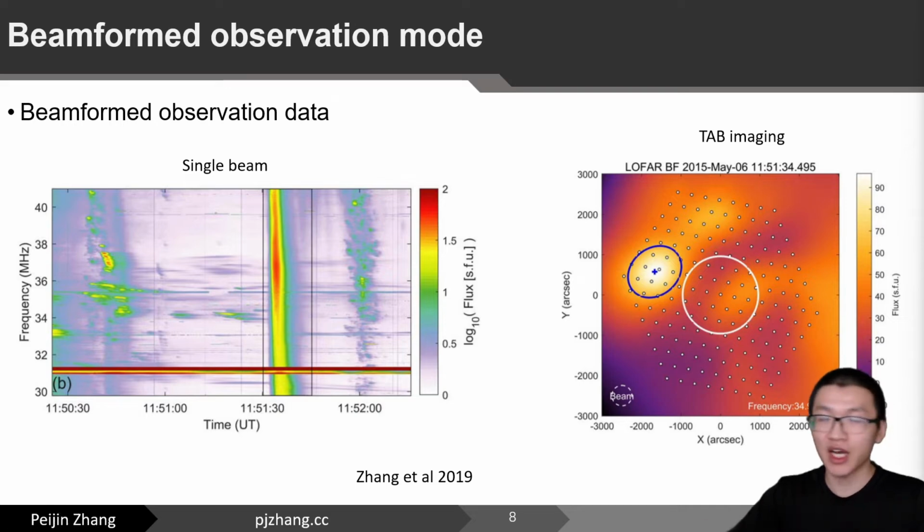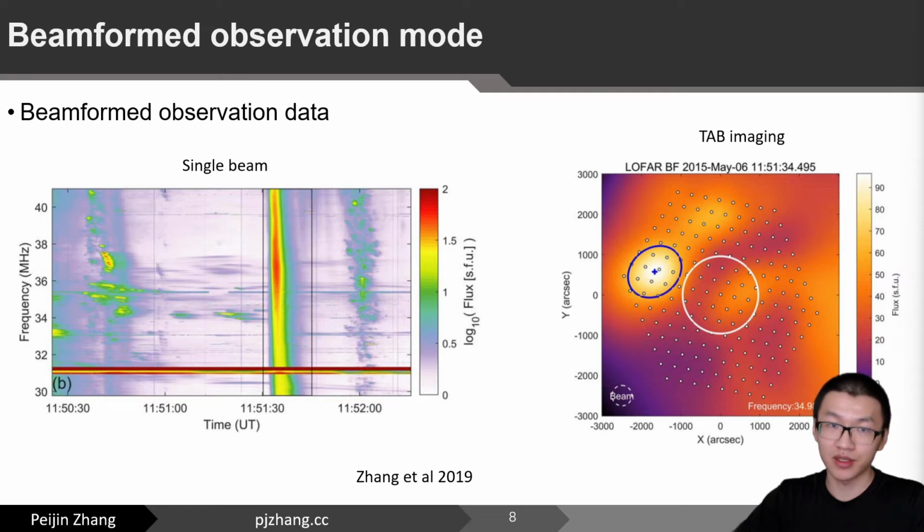So beamformed data have two types of observations: single beam and tied-array beam imaging mode. A single beam is quite straightforward. It's just a single beam pointing at a given direction, for example, pointing at the center of the Sun. So it's recording the radial flux from the Sun. If there is a radio burst, there will be a bright shining blob in the dynamic spectrum.